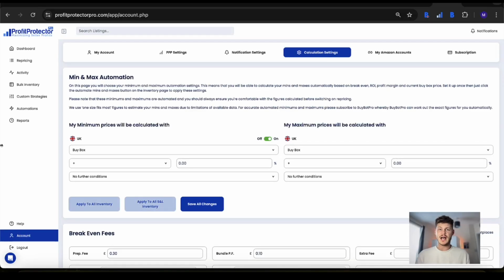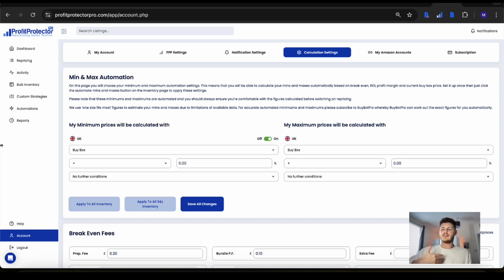Video, I'm going to be showing you how to set up a min and max automation sum based on the BuyBox. Now, as you know, Profit Protector Pro can work out your minimum and maximum prices for you, provided that these sums are set up and set up correctly. And it just saves you a load of time when it comes to getting your items ready for repricing. So the key things, as you know, are minimum, maximum prices and repricing strategies.